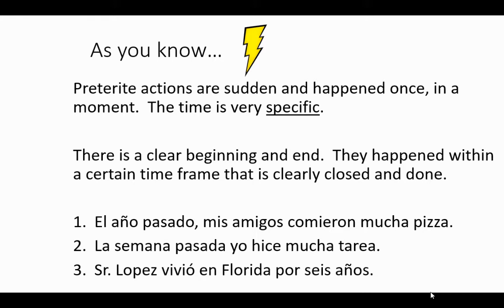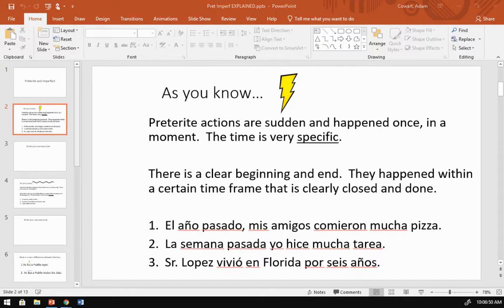That's why it's a lightning bolt. These are quick, sudden things. There is a clear beginning and end. They happened within a certain time frame that is clearly closed and done. When I say that, here's what I'm referring to.